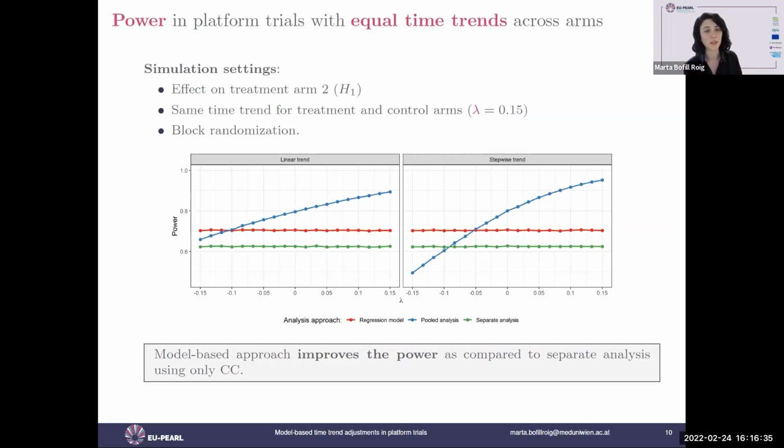In this plot, in green, we plot the power when using the separate approach, that is to say only using concurrent controls. In blue, there are the results using the pooled analysis, namely pooling concurrent and non-concurrent controls without any adjustments. And in red, we plot the power using the model-based approach. From this plot, we see that incorporating non-concurrent controls by means of the model-based approach improves the power as compared to the separate approach. Next slide.